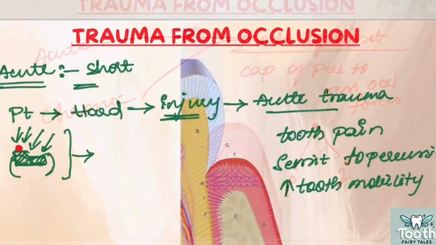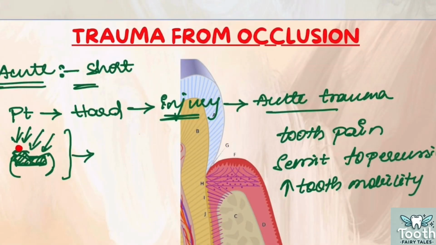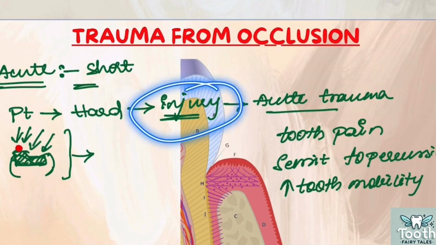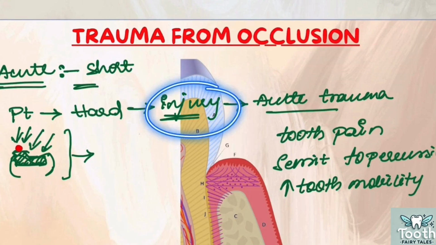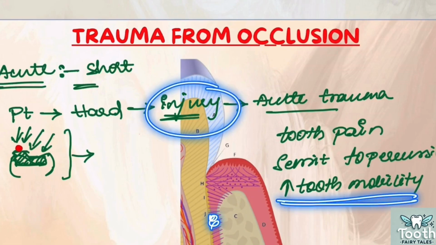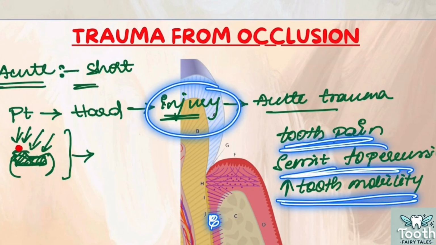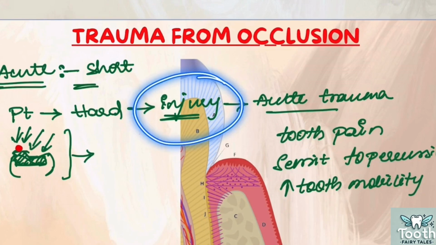Let us first understand acute trauma from occlusion. The word acute indicates that the trauma has happened in a very short span of time. For example, if the patient is biting any hard substance or is having a high restoration, a restored tooth with a high point, then that can lead to injury to the periodontal ligament. Because of this injury, there is an increase in tooth mobility or tooth pain, and also an increase in sensitivity to percussion. This kind of injury is known as acute trauma.